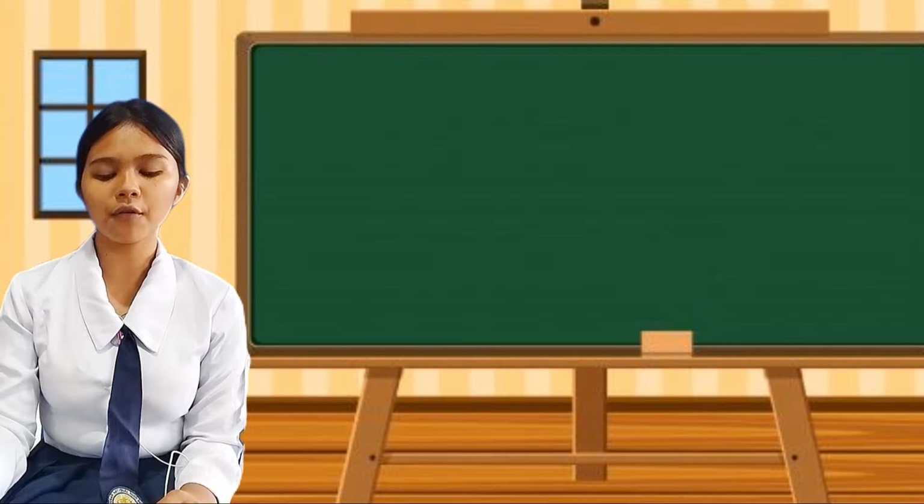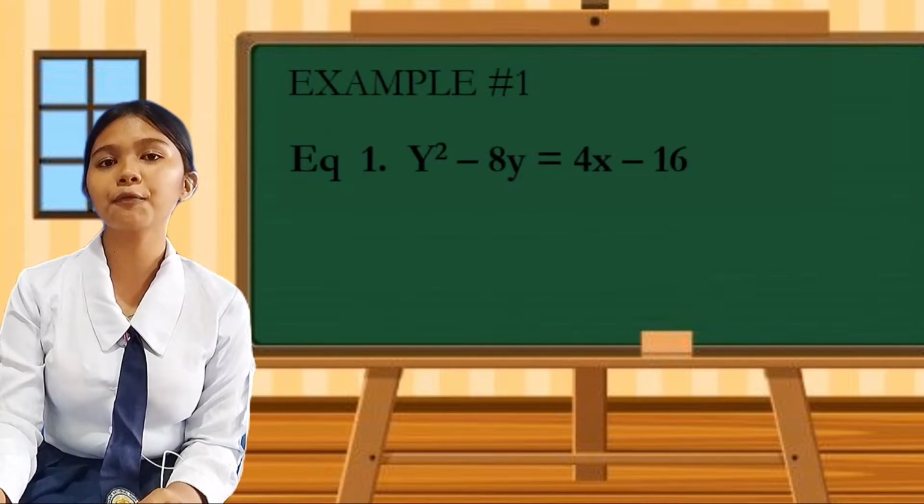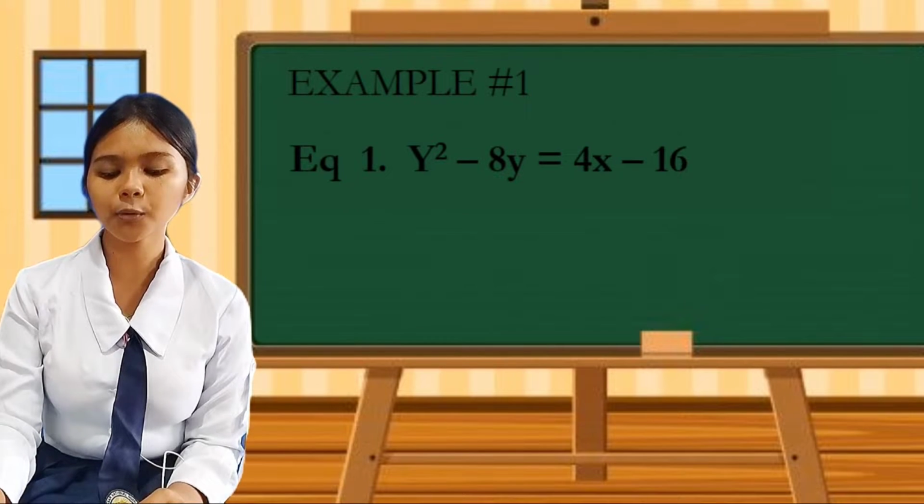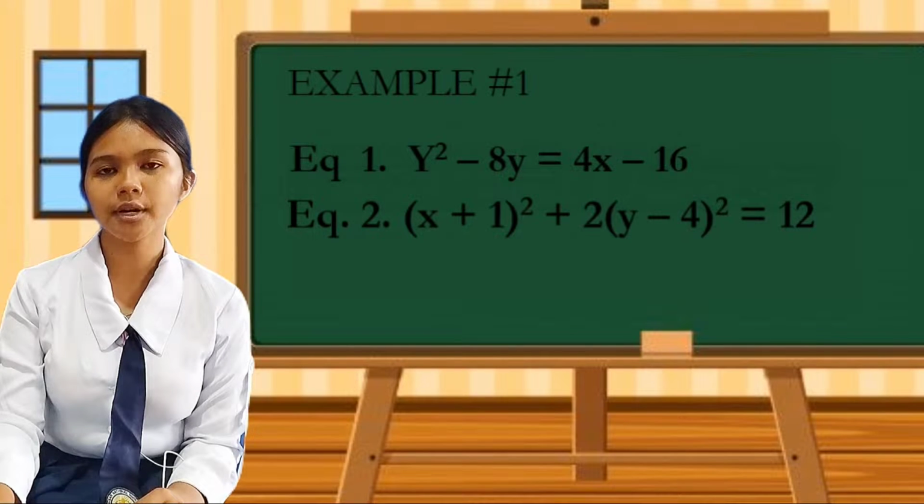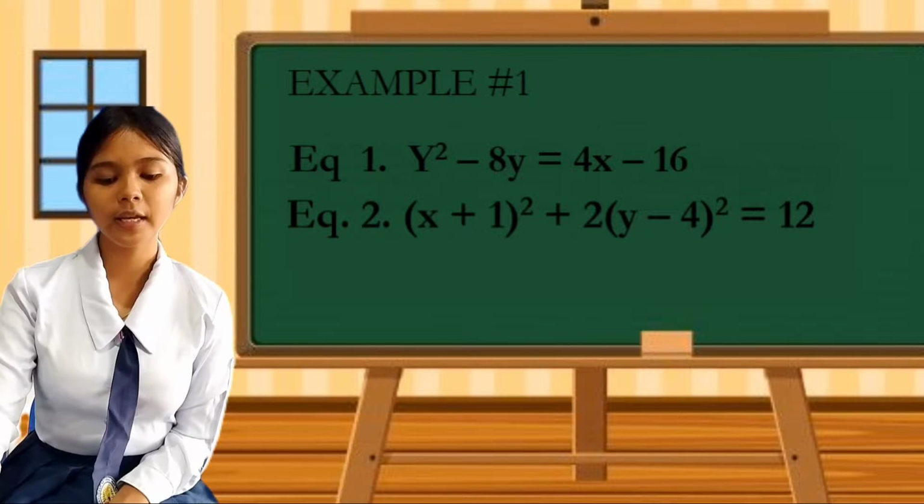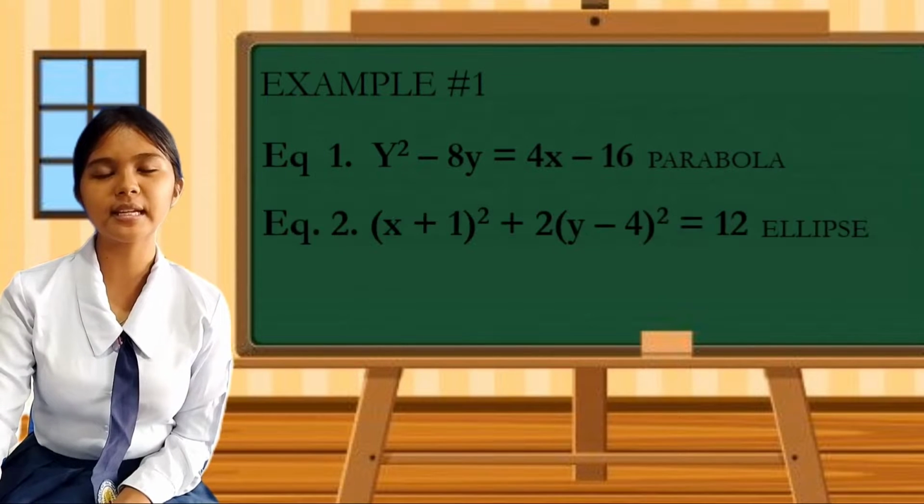We are going to solve the following system of equations. The first equation is y squared minus 8y equals 4x minus 16. The second equation is (x plus 1) squared plus 2 times (y minus 4) squared equals 12. The first equation represents a parabola which opens to the right, while the second equation represents an ellipse.